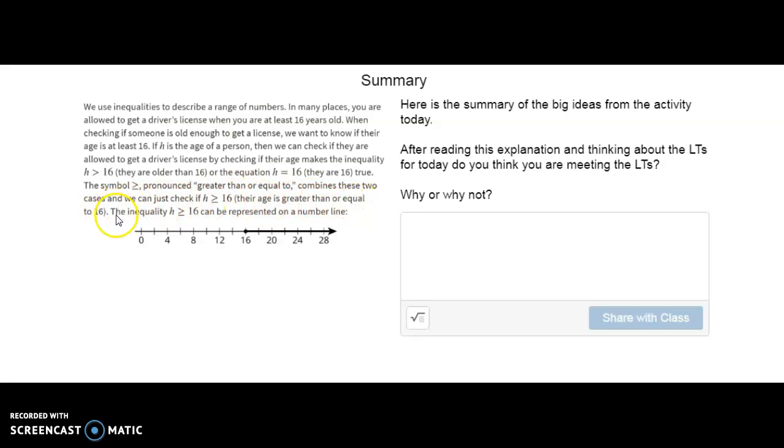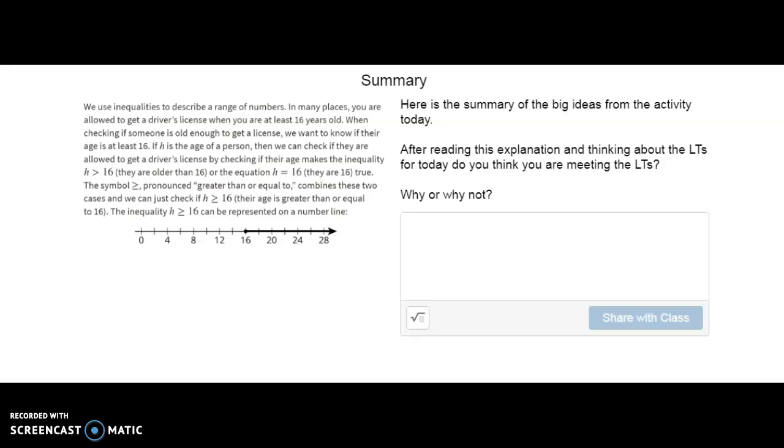Then the inequality h is greater than or equal to 16 can be represented on a number line. It looks like this. We have a closed circle above the 16, and then we see numbers that are a little over 16 all the way to the right, which means numbers that are greater than or equal to 16.